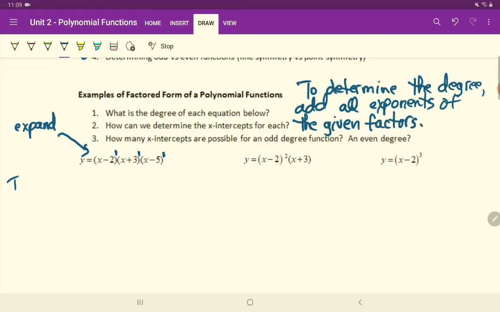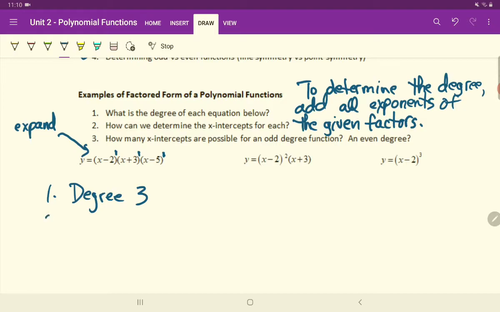That's all you do. So if we were to expand this first equation out, you would find that we would have a term that has an x cubed in it. So it's a degree 3. And all you need to do is add 1 plus 1 plus 1, because those are your exponents, and you get degree 3. Okay, so just add the exponents. It's a shortcut.